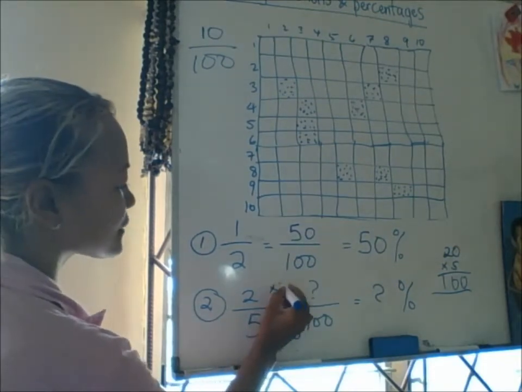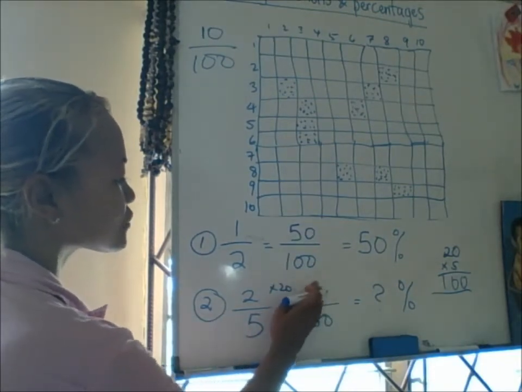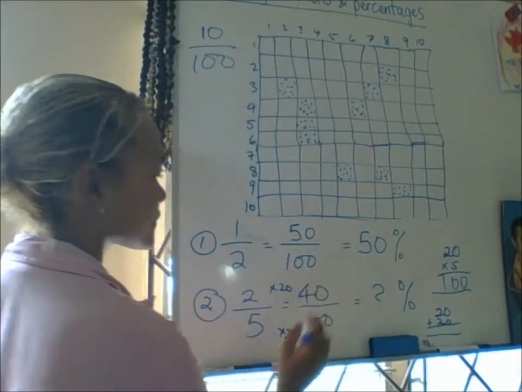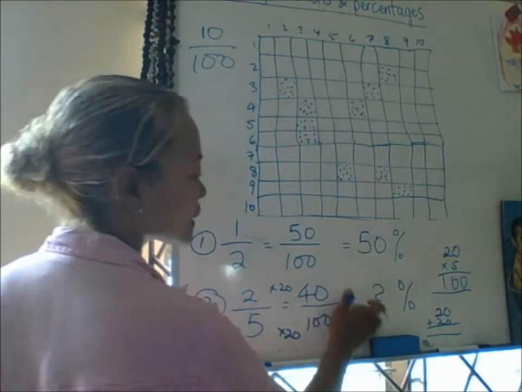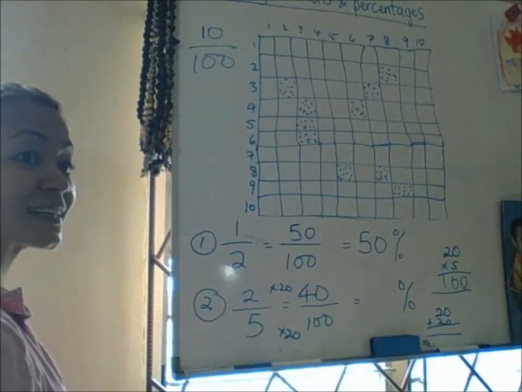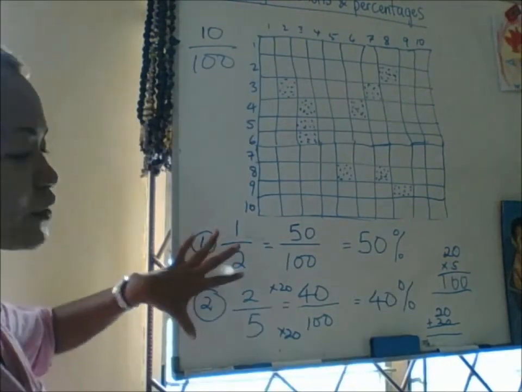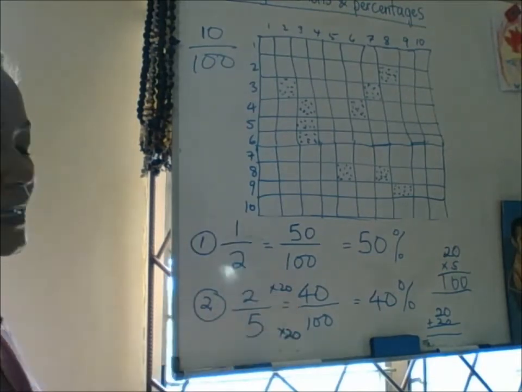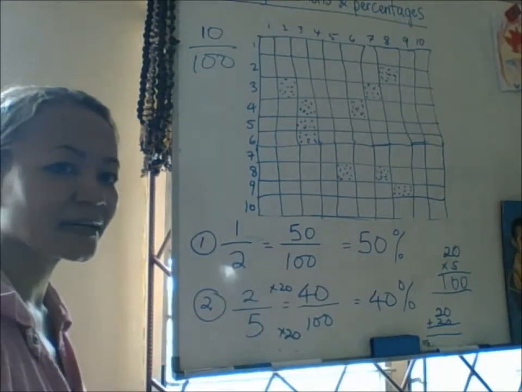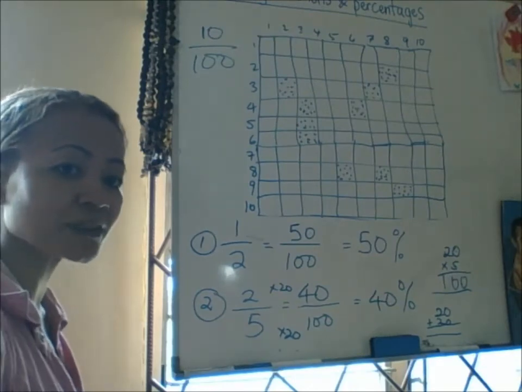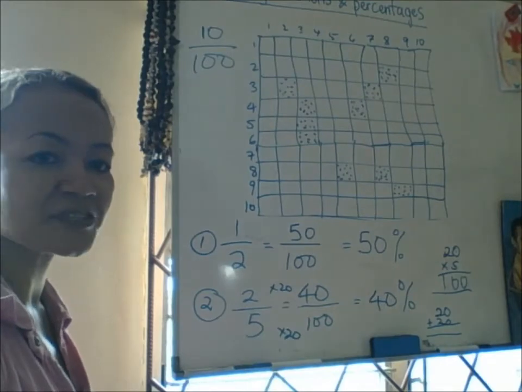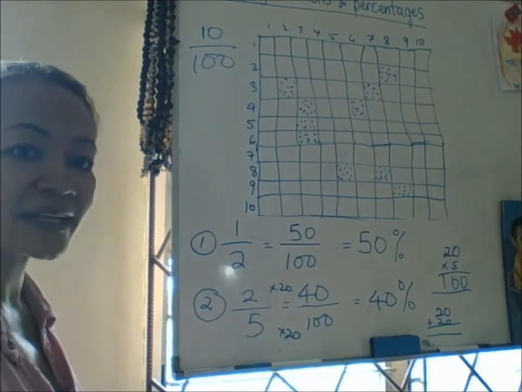So 2 times 20 equals? 40. So what percentage does that make this? 40%. Excellent. So now you know how to convert some simple fractions into an equivalent fraction with a denominator of 100, leading you to easily extract the percentage. Okay, how does this relate to artwork?